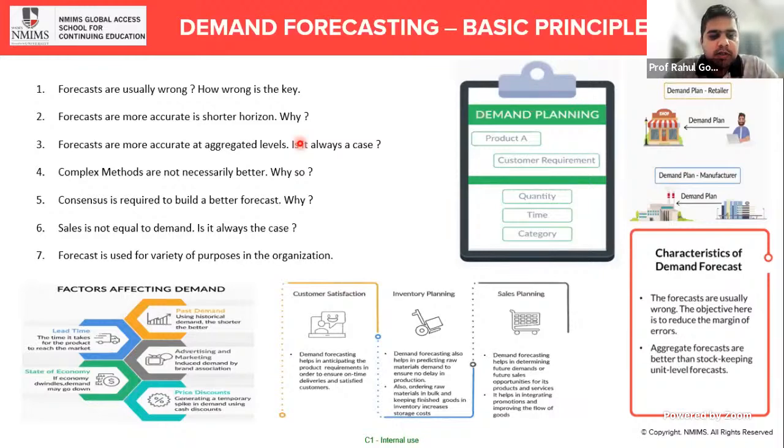Okay, so Stephen, your second question was, could we conclude point number three in all cases? No. I think that was the explanation which I gave in detail, right? So it is not true for all cases. There will be certain exceptional situations where your forecasts are more accurate at a lower level than at the aggregated level. So it is not 100% true.